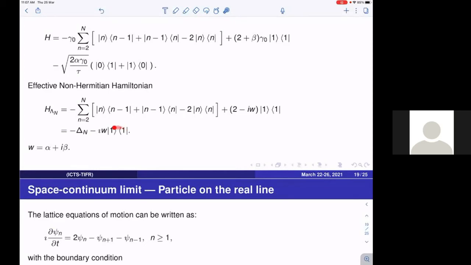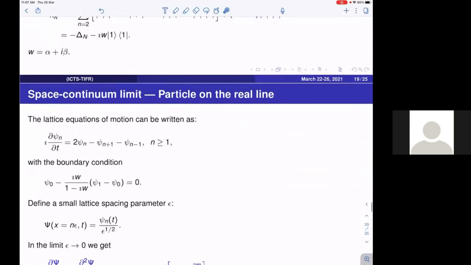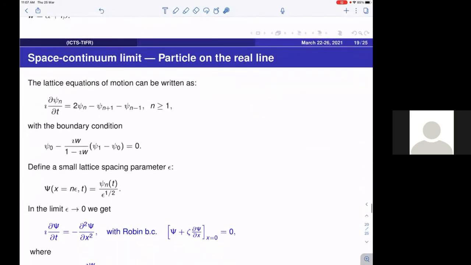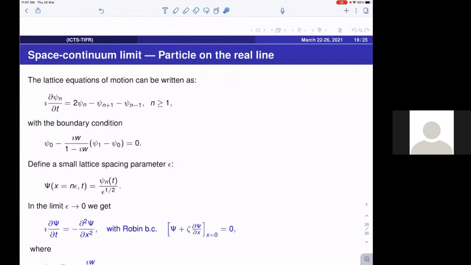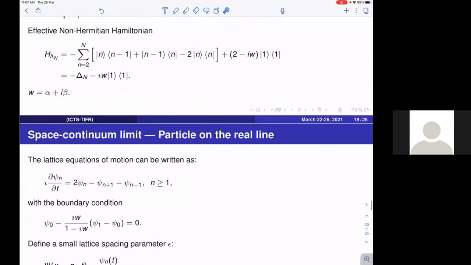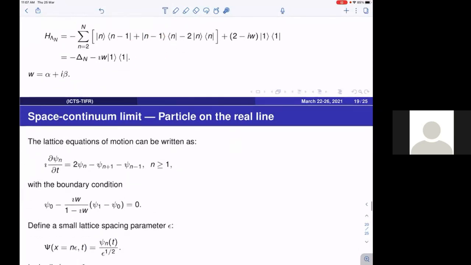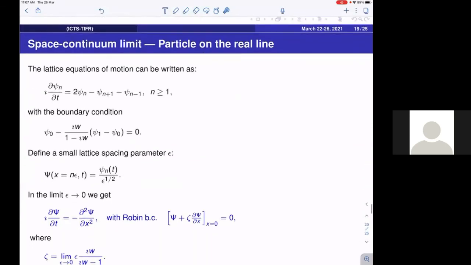This term and this term can be put as a boundary condition. So if I put this boundary condition plus these equations, then it's identical to the dynamics given by this lattice Hamiltonian. Now with this form, it's easy to take the continuum limit.